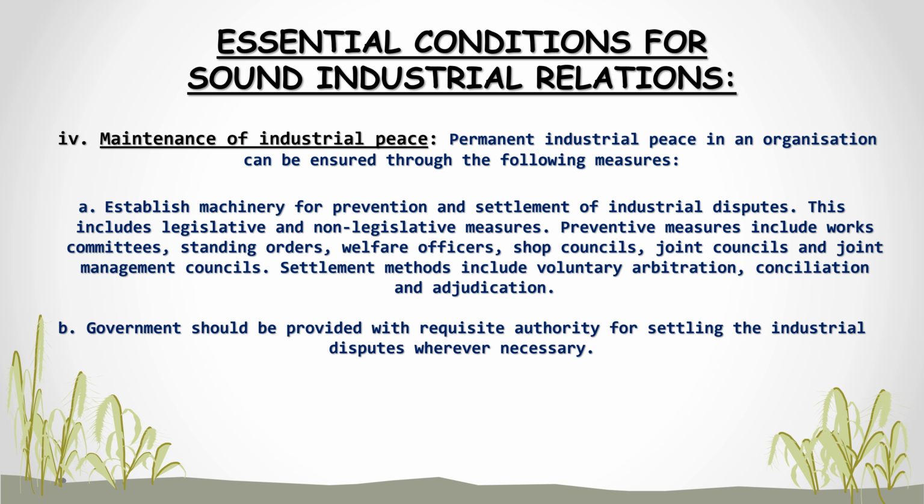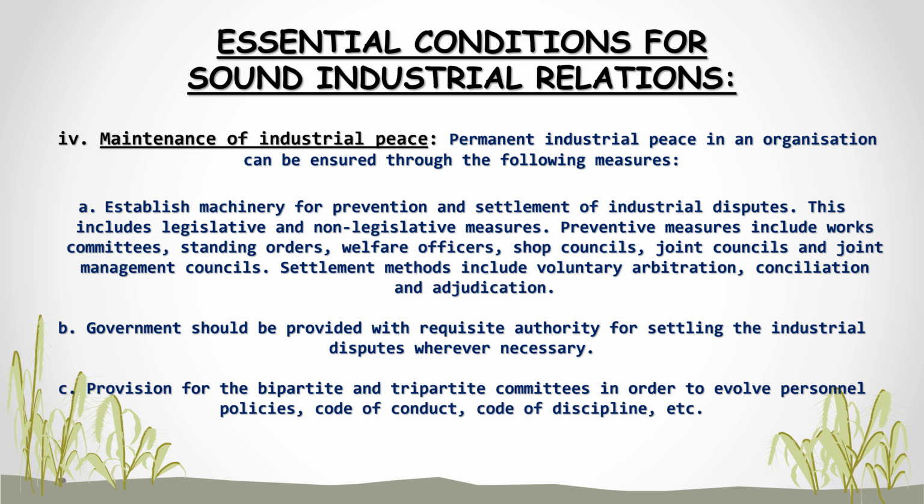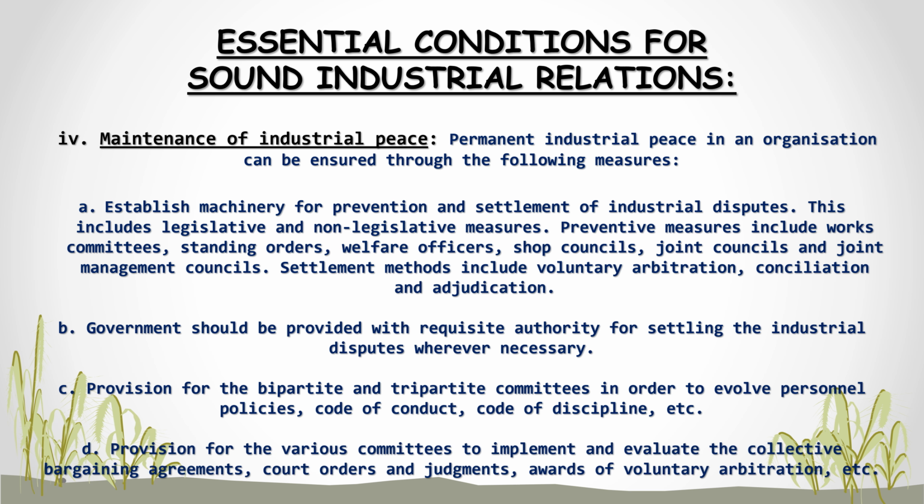B. Government should be provided with requisite authority for settling the industrial disputes wherever necessary. C. Provision for the bipartite and tripartite committees in order to evolve personnel policies, code of conduct, code of discipline, etc. D. Provision for the various committees to implement and evaluate the collective bargaining agreements, court orders, and judgments, awards of voluntary arbitration, etc.